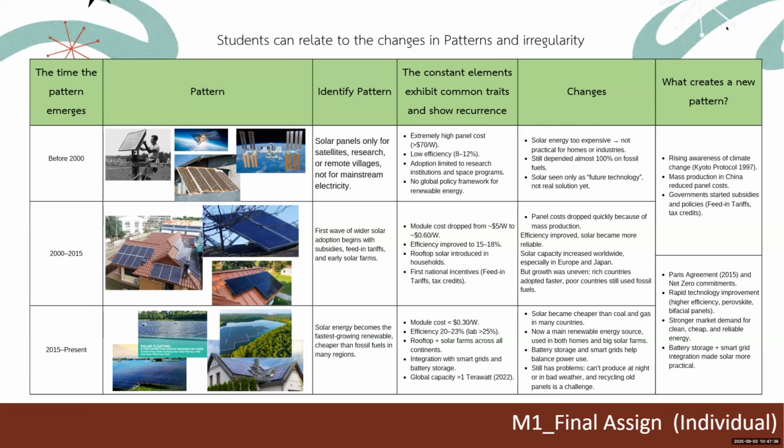And the last, pattern 3, mass adoption. It is from 2015 to the present. Solar has become one of the fastest growing renewables. We can see it everywhere: on rooftops, in large farms, and even as floating solar here. It now competes directly with fossil fuel.